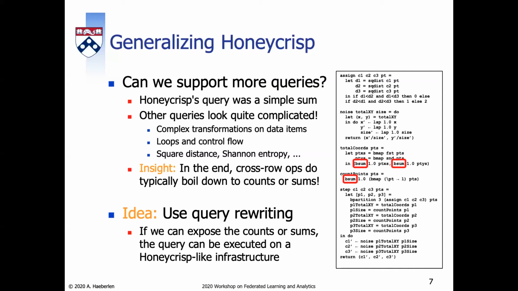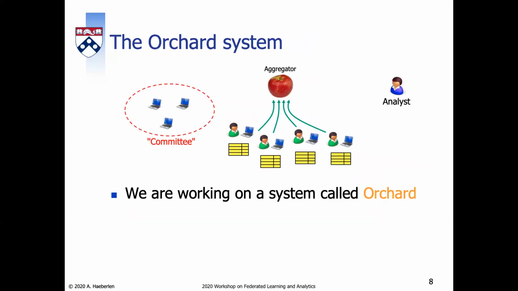And if we can rewrite other queries to basically consist of sums and counts and some other things on the side, then we can hopefully execute them in a similar way. Okay? And we're building a system called Orchard that uses this approach.